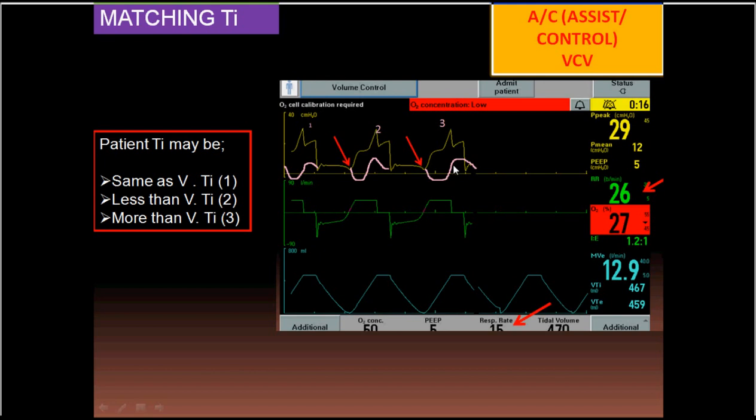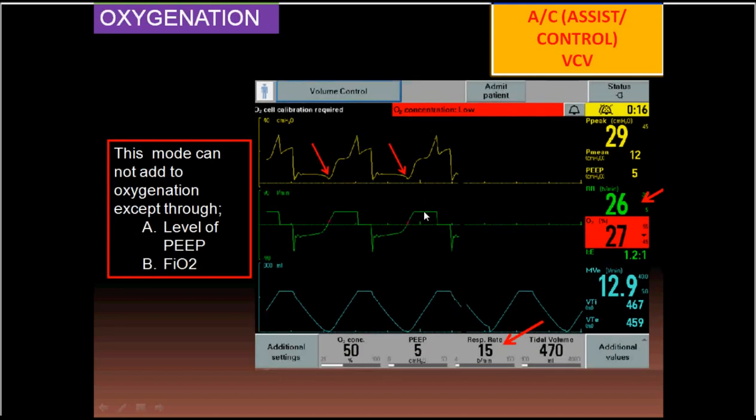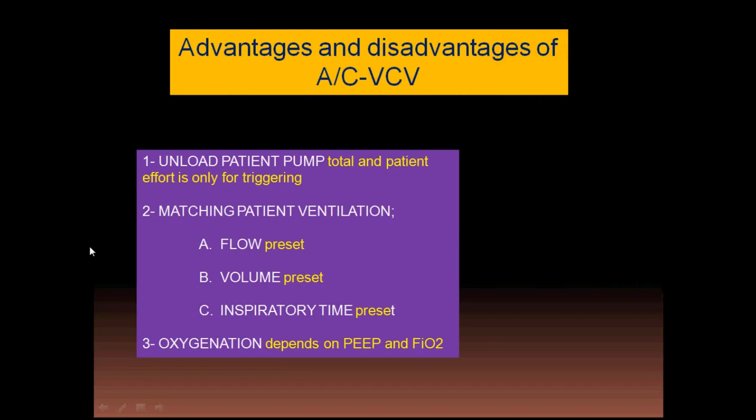So what about the patient? This is the ventilator inspiratory time. What about the patient's inspiratory time, which is neural inspiratory time? Maybe the same, or it may be smaller, or it may be larger. That's why this is some sort of mismatching. We cannot guarantee this. It is another problem that should be solved when we talk about adjustment of the ventilator. Oxygenation, for sure, depends on the FiO2, level of PEEP and so on.